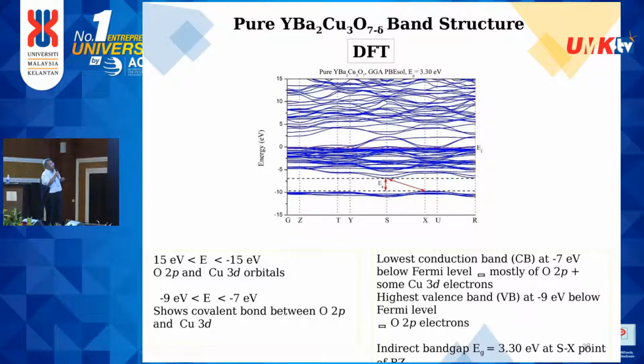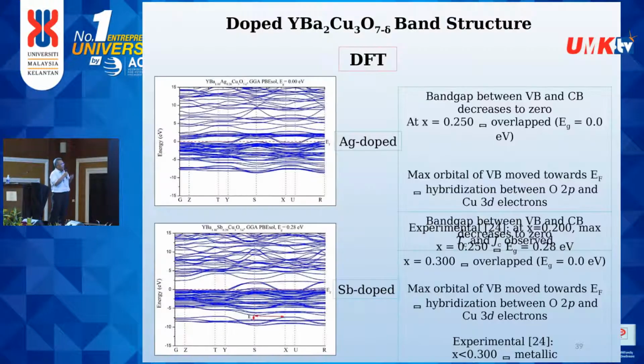Right? So this is DFT for Ag dope. You can see that band gap between valence band and conduction band decreases to 0. We cannot see that, it is overlap. So therefore, for DFT, the energy gap is only 0 electron volt. And maximum width of valence band move towards EF, hybridization between O2p and copper 3d electrons. And then for antimony, the band gap between valence band and conduction band decreases to 0. And for X equal to 0.25, the energy gap is around 0.28 electron volt.